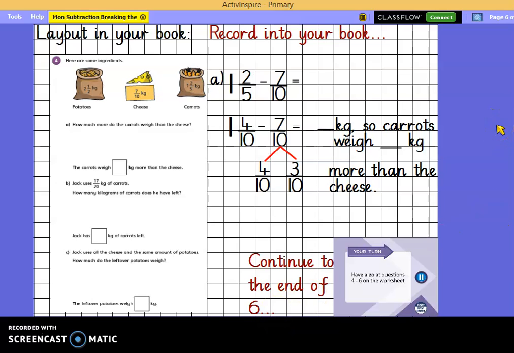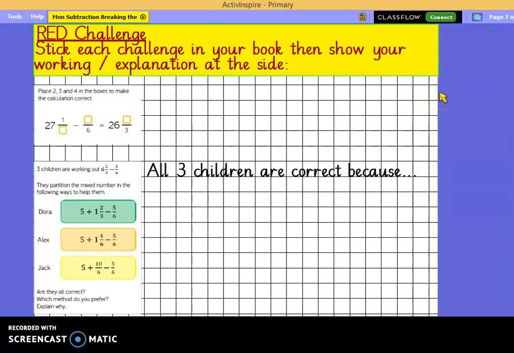Red group and anyone who would like some extra challenges, here are your challenges that are in your pack. I've given you a sentence starter to help you to answer this one, but I'd like you to do all working out next to the questions in your book. You may pause the video at any point to help you remember, and you may also go back at any point to help you in your learning.